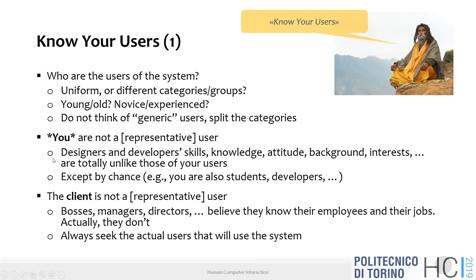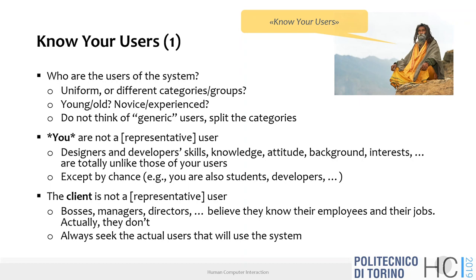The most difficult part is really to clear in your mind. If you are thinking about a system that is made for everybody, you're thinking wrong. Never try to be generic. Group of users, categories. Have one person in mind. We'll talk about personas later in the second step.